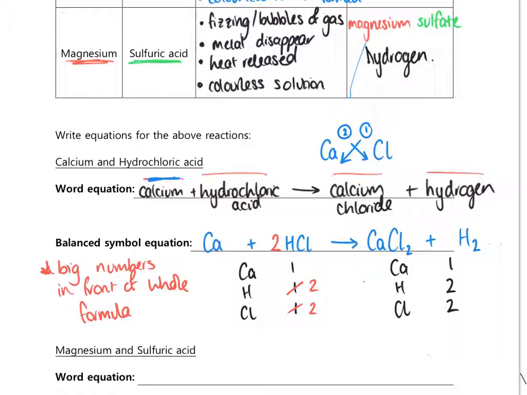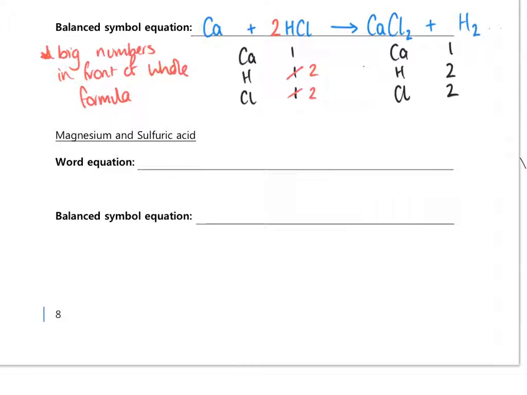Okay, if you're not sure about writing that, go over that again and try it again, or even try writing it yourself on a separate piece of paper. Write out your word equation and try and work through the balanced symbol equation underneath. Okay, then we have magnesium and sulfuric acid. Again, you can just get your products from the table above.